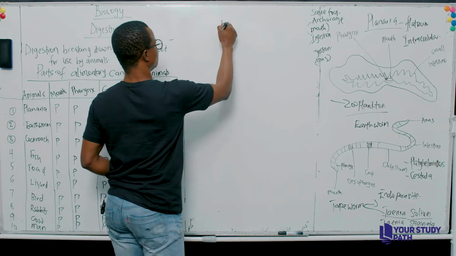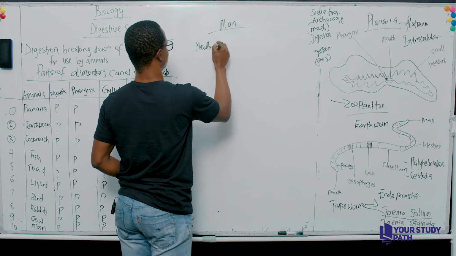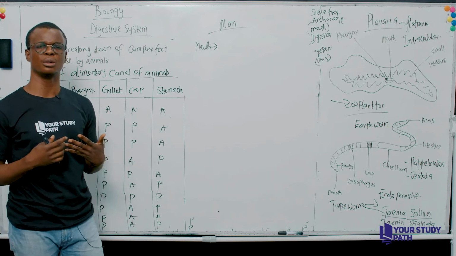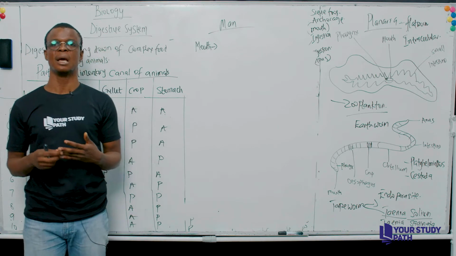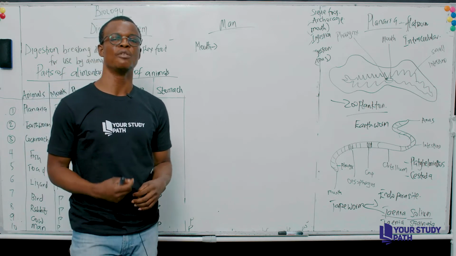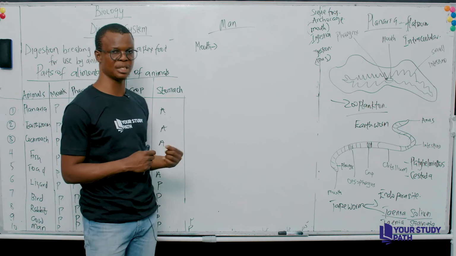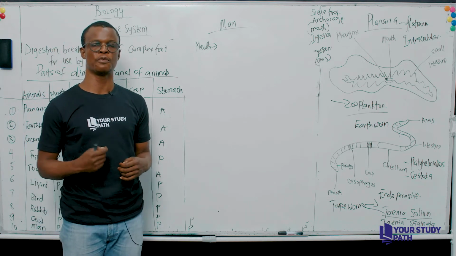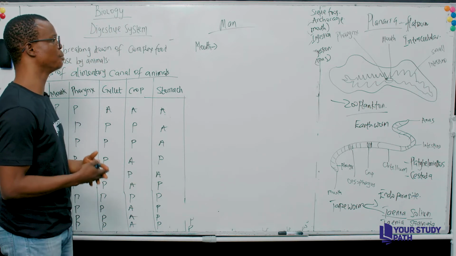So digestion in man starts from the mouth. Like we said earlier, man has a complete alimentary tract, right? That simply means that a man has a mouth and a man has what? An anus. The mouth is responsible for intake of food material in a man, and the anus is responsible for egestion of food material in an organism, right? So digestion of food starts from the mouth.